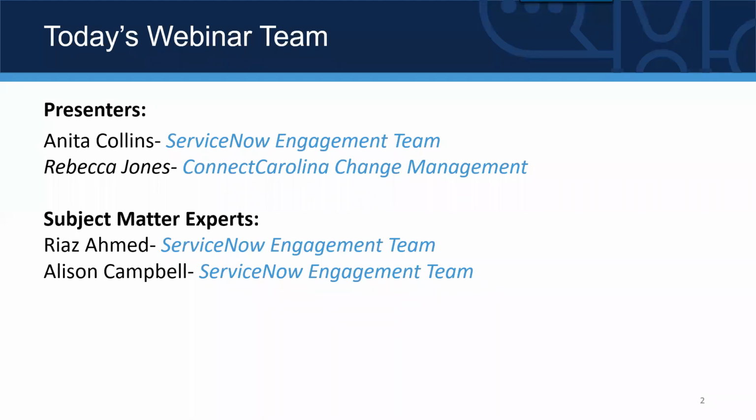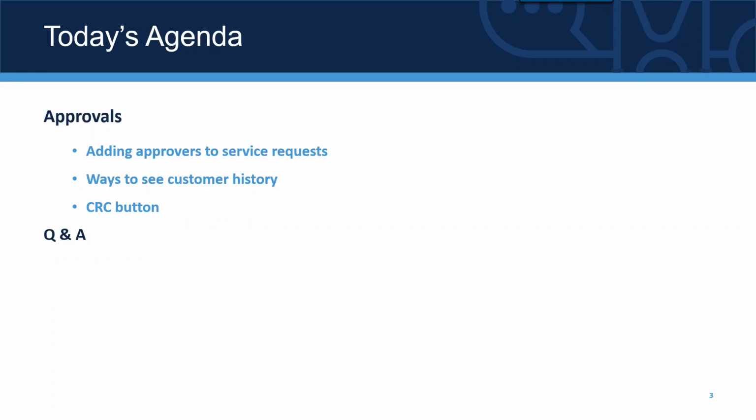But the focus for today's webinar, originally it was ad hoc approvals, which we are going to talk about, but we've also collected some other things that people have had questions about. So it's a bit of a mix of topics today. We're going to talk about our recommended way to add ad hoc approvers to service requests. Rebecca's going to talk about ways to see customer history. And then we're also going to talk about the CRC button, which is the customer repair services button that you can see in incidents.